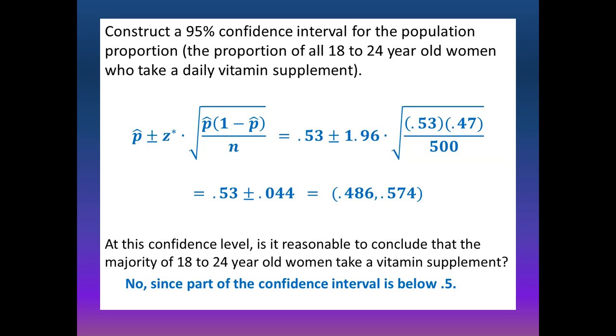So you'd multiply 0.53 and 0.47, then divide by 500, then take the square root of whatever that is, then multiply by 1.96, and the plus minus is the very last step. The only thing that I rounded off was the margin of error, which is everything after the plus or minus. And then I got the endpoints of 0.486 and 0.574.